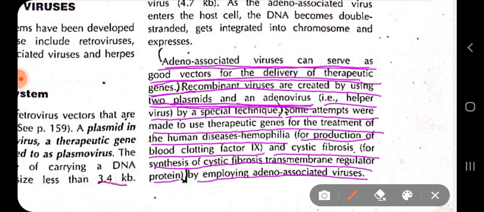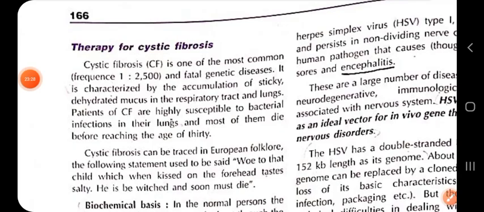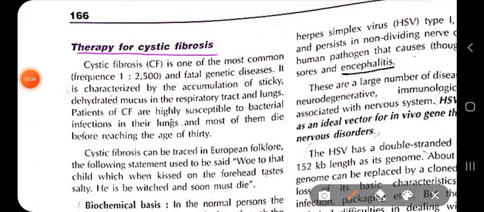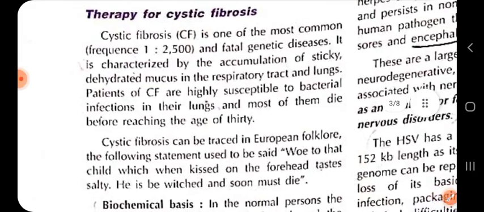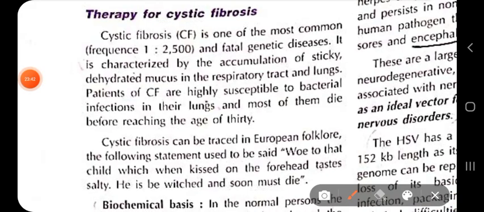Now let us see the examples given for in vivo gene therapy by using virus for gene delivery. Now let us see the in vivo gene therapy of cystic fibrosis. Okay. Now let us see what cystic fibrosis actually is and why this type of disorder occurs.